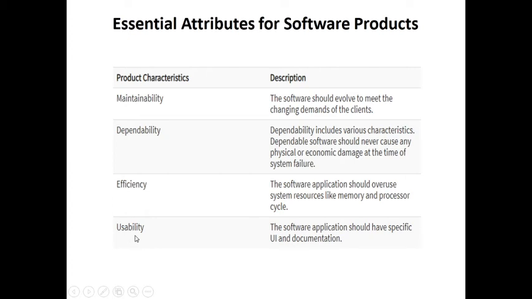Usability. What I said is usability means user friendly. You must have a proper UI developed for that. A graphical user interface is something we say must be there. It increases the visibility and understandability of the software, right? So that is your usability. So these are a few essential characteristics: maintainability, dependability, efficiency, usability.